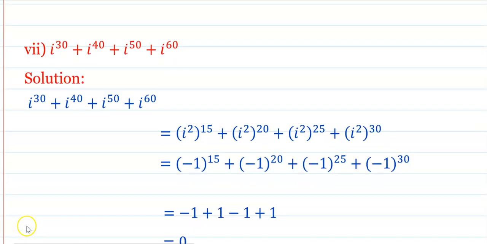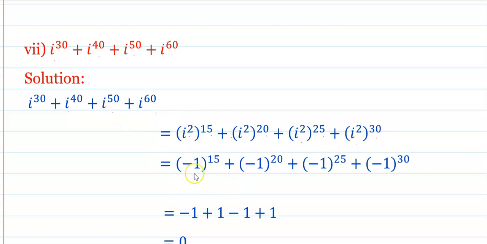Now the next example. i^30 + i^40 + i^50 + i^60. In a similar way, i^30 means what? (i²)^15. i^40 means what? (i²)^20. i^50 means what? (i²)^25. i^60 means what? (i²)^30.